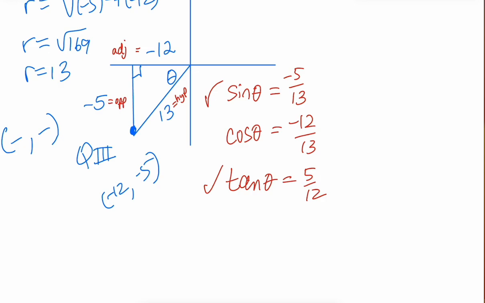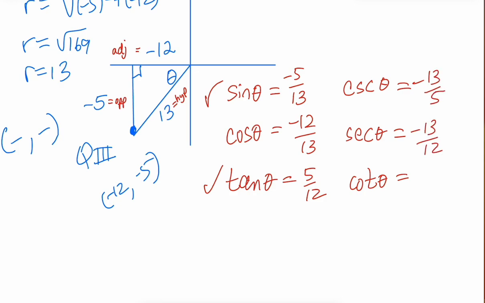So as you're doing your 6 trig functions, it better line up with the things that they have mentioned. The tangent is positive and the sine is negative. Okay. Now let's do our other ones, our cosecant, our secant, and our cotangent. So let's just flip them over. So our cosecant is negative 13 over 5. Our secant is negative 13 over 12. Our cotangent is 12 over 5.